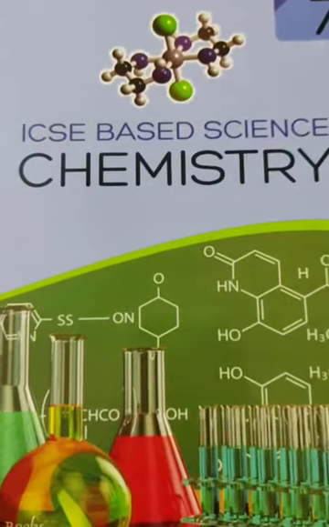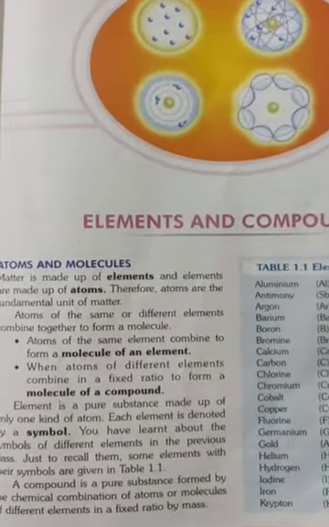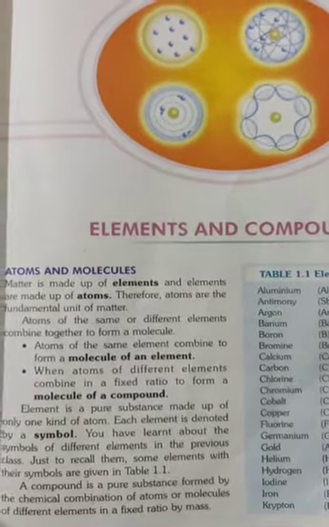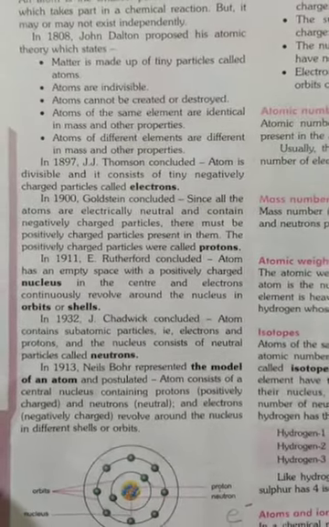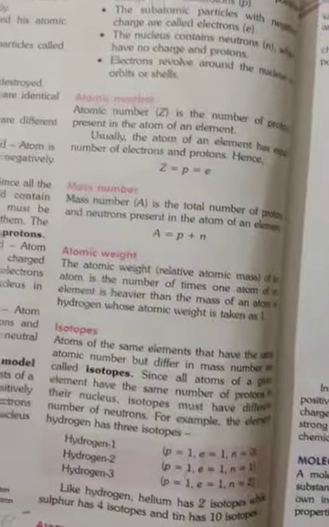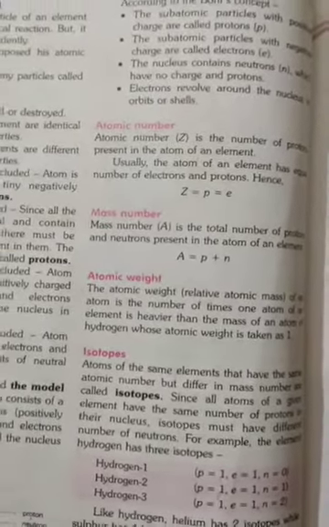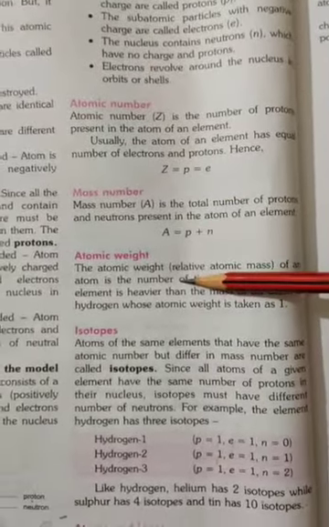This is your chemistry class, and in our previous videos and live classes we have studied the chapter Elements and Compounds. In this chapter we have learned about atoms, different types of elements, compounds. We have learned about the structure of an atom, subatomic particles like electrons, protons and neutrons. We have learned Bohr's concept, atomic number, mass number and atomic weight.